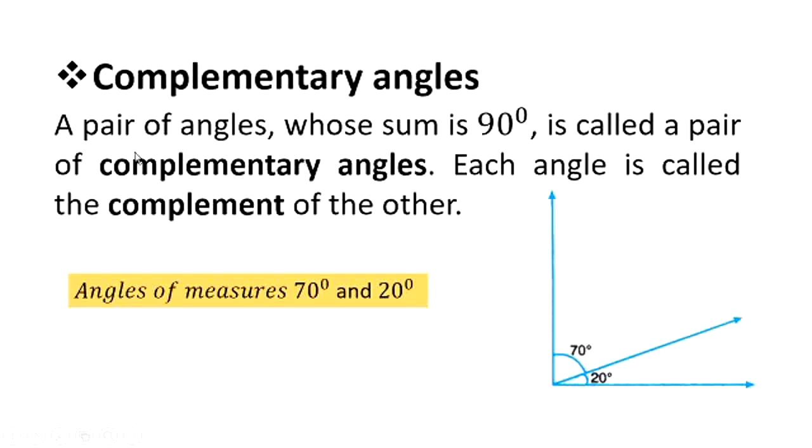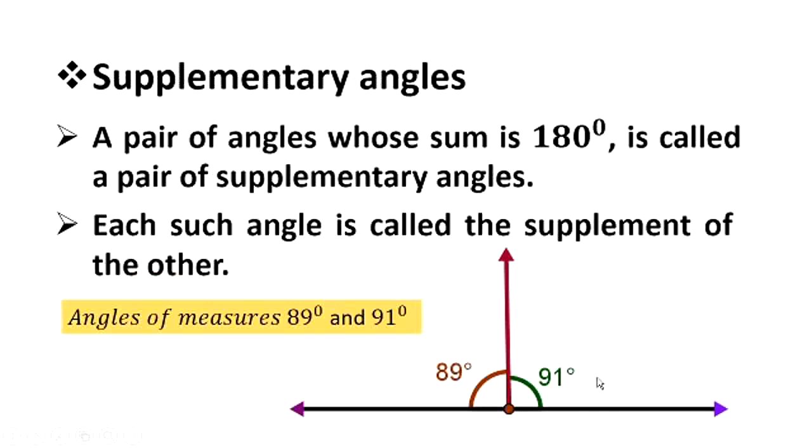Complementary angles. A pair of angles whose sum is 90 degree is called a pair of complementary angles. Supplementary angles. A pair of angles whose sum is 180 degree is called a pair of supplementary angles.